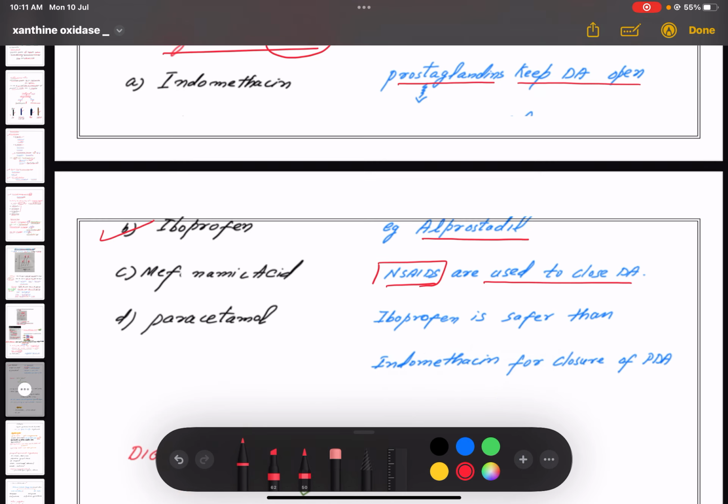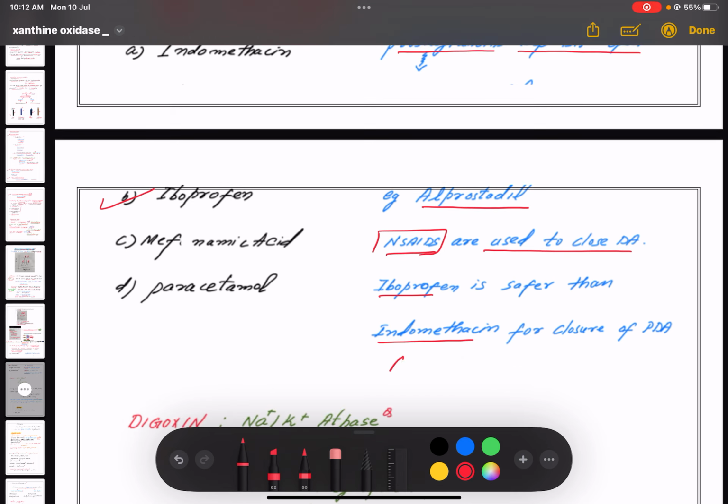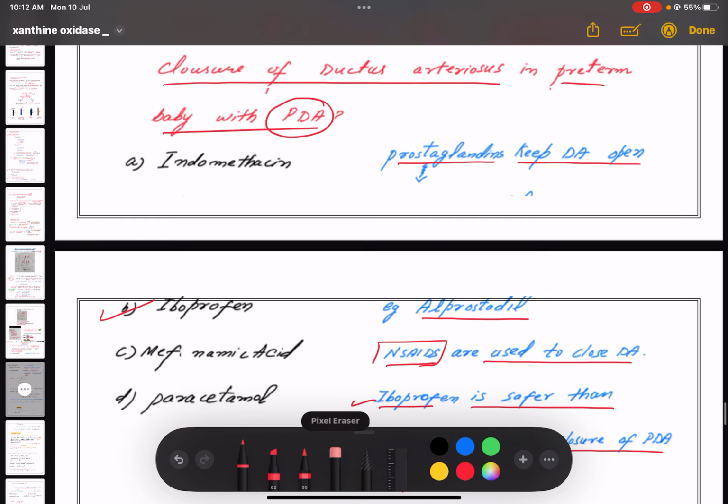In NSAIDs we use ibuprofen, indomethacin, also aspirin. These three drugs we can use to close the ductus arteriosus. Ibuprofen is safer than indomethacin to close ductus arteriosus. And in this question the answer will be ibuprofen, because it is a better drug than indomethacin, or it is a safer drug than indomethacin.